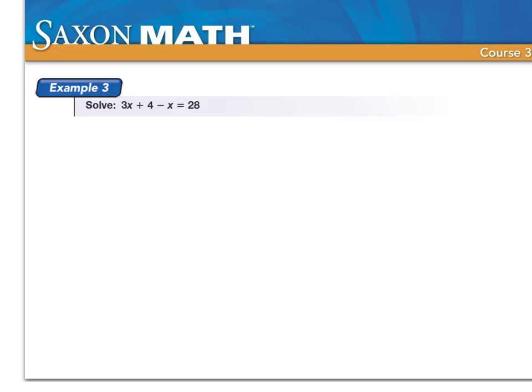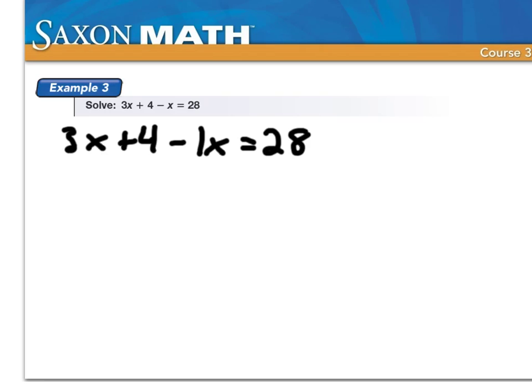Example 3 says 3x plus 4 minus x equals 28. First thing I'm going to do is rewrite the problem. Now, instead of putting minus x, I'm going to change that to say minus 1x. The reason for that is because we have 1x here that we're taking away. Whenever there's no number in front of our variable, we can always put 1 there. And that will help our math help us figure out what exactly we need to do.